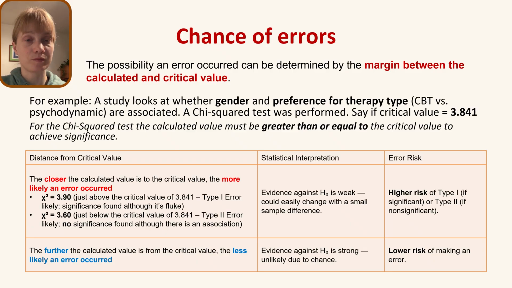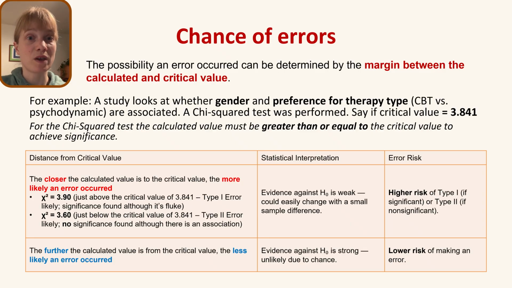Let's take an example. A study looks at whether gender and preference for therapy are associated. A chi-squared test was performed. The critical value was 3.841. So for the chi-squared test, the calculated value must be greater than or equal to the critical value to achieve significance. If the calculated value of chi-squared was 3.90, just slightly higher than the critical value, researchers would accept the alternative hypothesis, saying that they found a significant association.